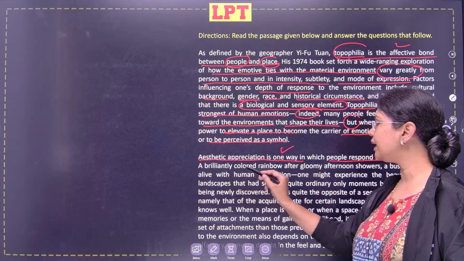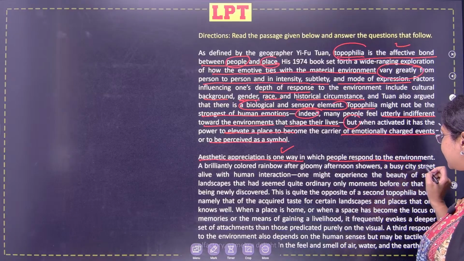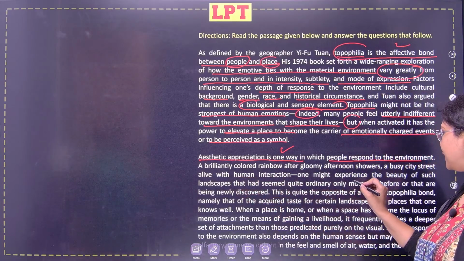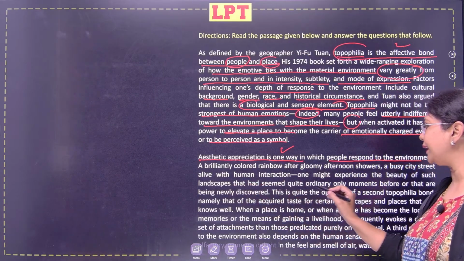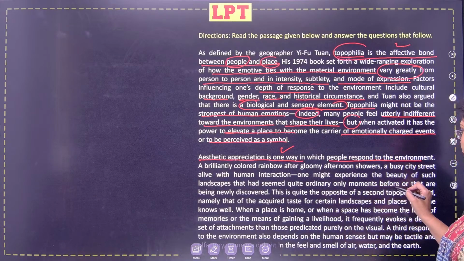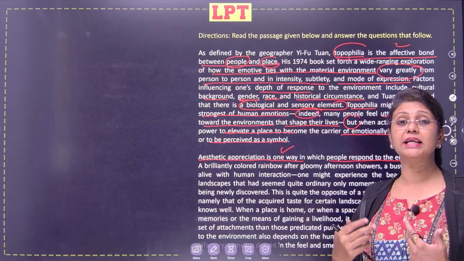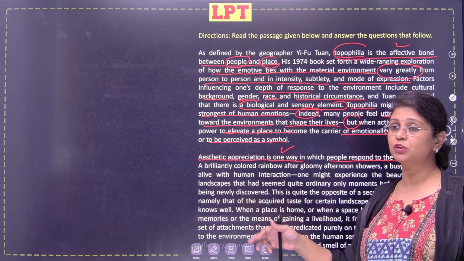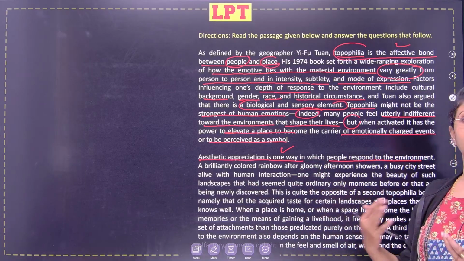A brilliantly colored rainbow after gloomy afternoon showers, a busy city street alive with human interaction. One might experience the beauty of such landscapes that had seemed quite ordinary only moments before, or that are being newly discovered. So the author is giving an example of what aesthetic appreciation is that we are talking about. So that is one way of how people respond to their environment.